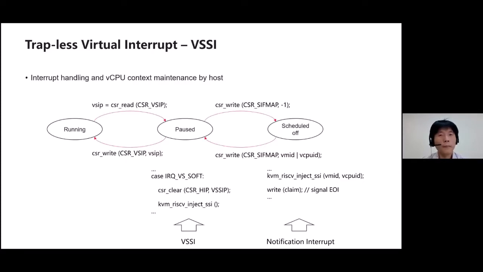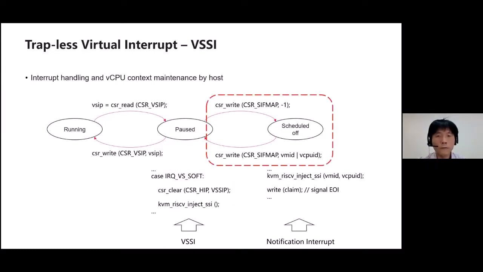The KVM's job is also to maintain context for virtual software generated interrupts during the same state transition. When the vCPU transits between the running state and the pause state, the KVM synchronizes the saved pending state for the VSSI and the hardware VSIP register. Recall that we separated the pending bits for the guest and the host, unlike the virtual timer interrupts. When the vCPU is in pause state, the host handles the VSSI that it receives because the PLIC thinks that the target vCPU is still running on a particular hart.